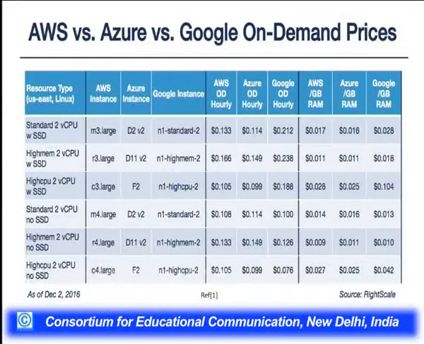Apart from that, we have Azure, which is offering you cloud services. In case of Azure also, they have services based on the configuration of the machine you are going for. So this chart basically shows us how the cost of the services varies across different service providers like AWS, Azure, and Google on-demand pricing.